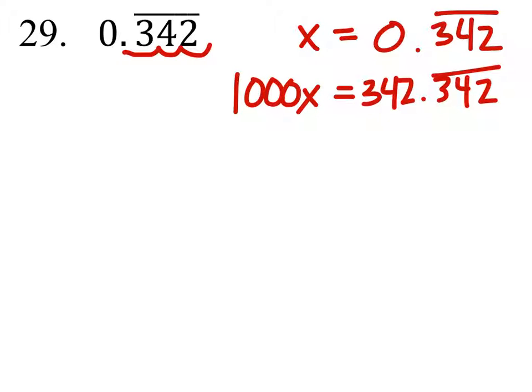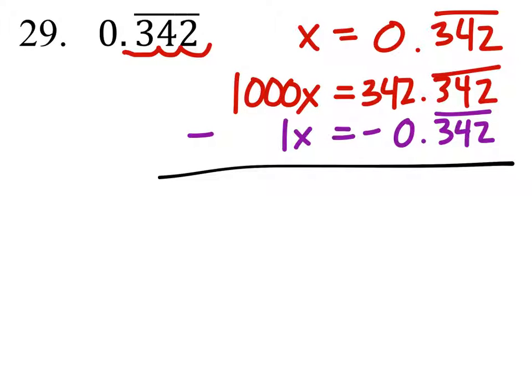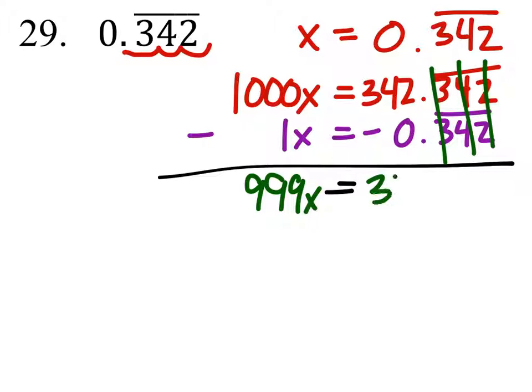Oh, okay. Yeah, then we're going to subtract. So I'm going to subtract that 1x, which also means I'm going to subtract 0.342 repeating, and then I see what I get. 1,000 minus 1 x's would give us 999 x's. The 2's, the 4's, and the 3's cancel out with repeating. And I've got 342 minus 0, which is 342. Now I will divide both sides by 999.